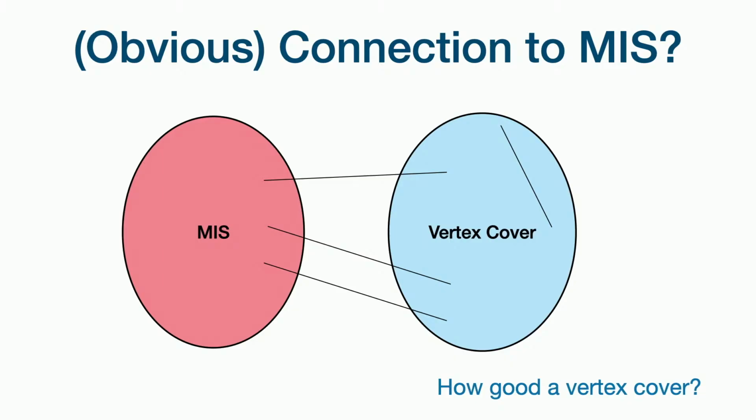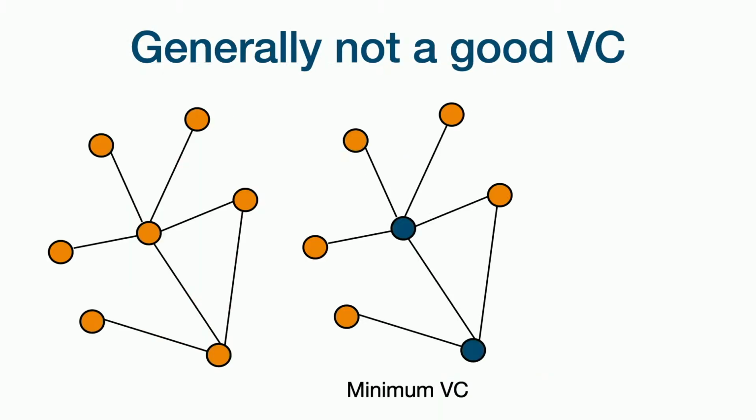The question is, is this actually a good vertex cover, or is it much larger? Generally, it can be really large. It's not going to be a good vertex cover generally. So for example, this is one graph. The minimum vertex cover of this graph is 2. If we select these two vertices, every edge is covered.